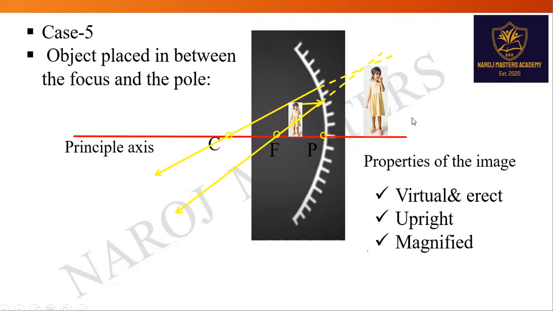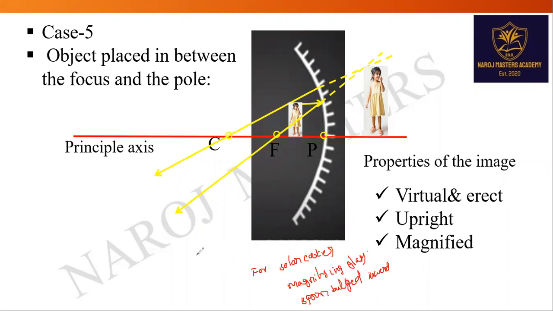So here there are 5 cases when the object is placed in front of the concave mirror. So basically, what are the applications of the concave mirror in our daily life? The first one is the solar cooker. Another is the magnifying glass. The spoon bulged inward. There are so many applications.